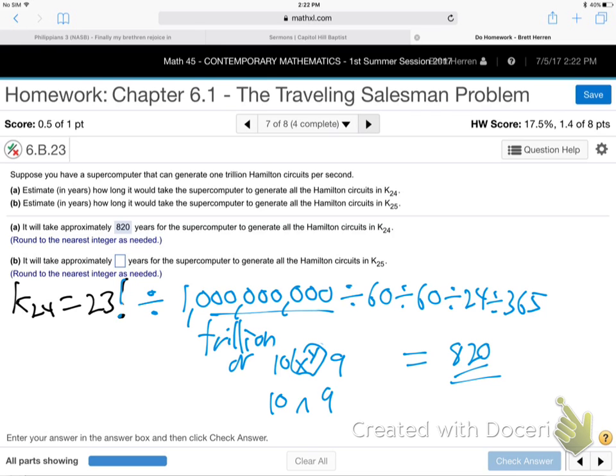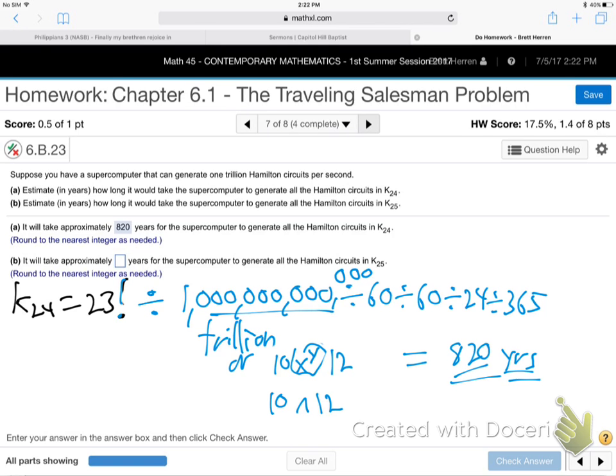No, I got 819,000. Oh, that's only a billion, isn't it? Oh, I blew it. There's 3 more zeros. Sorry, guys. Yep, that's only a billion. It's 10 to the 12th. Sorry, there should be 12 zeros there. That's a trillion. So, yeah, 819.7 rounds to 820. I got that on my calculator just now. 820 years. That's how many years it would take the supercomputer.